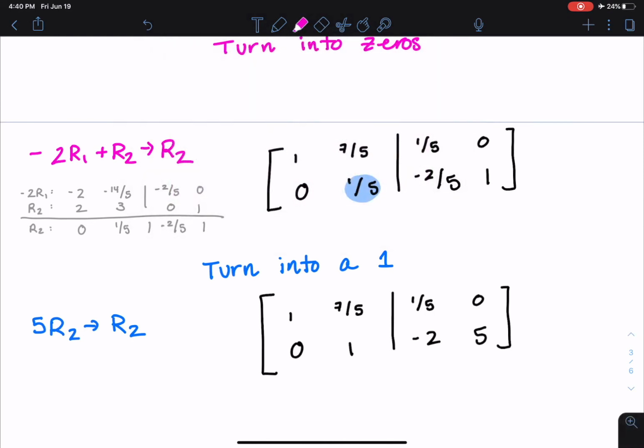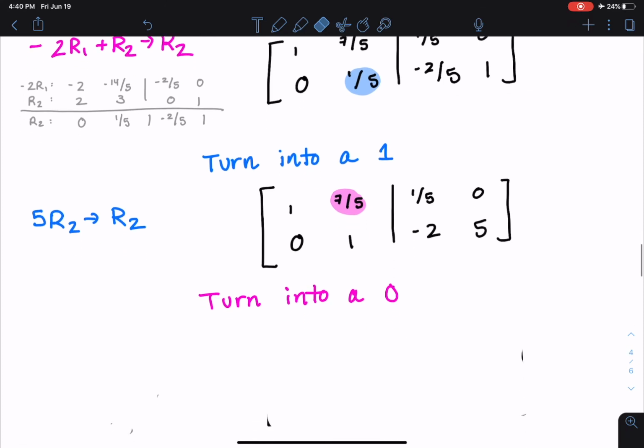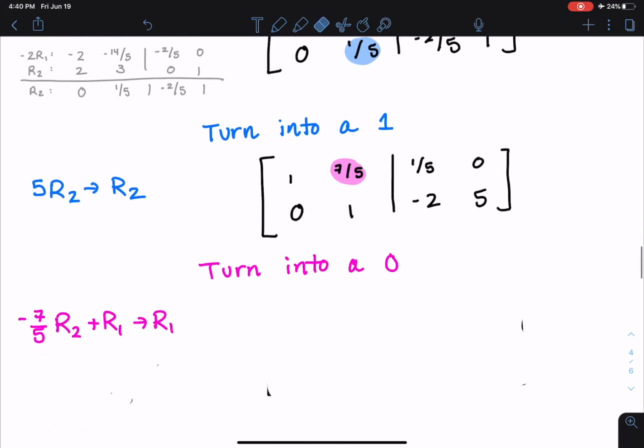And the very last thing I have to do is turn this into a 0. And that'll get the identity on the left-hand side. So I need to make this coefficient match up but be opposite in sign. So I want to take -7/5 times my second row, add it to my first, and that's my new first row.